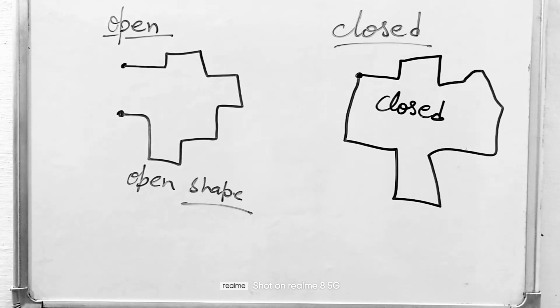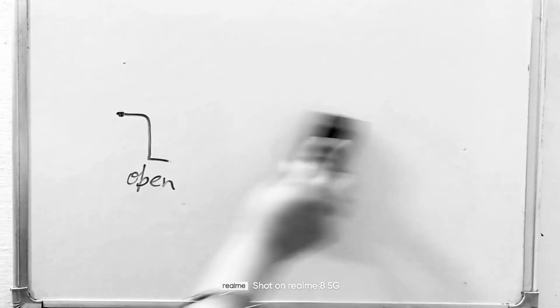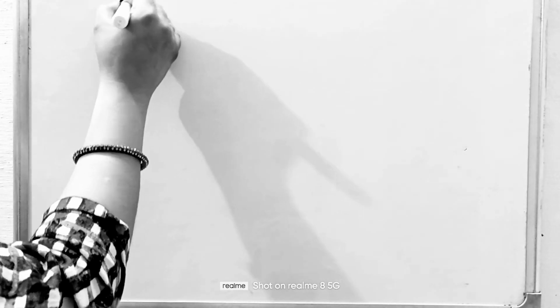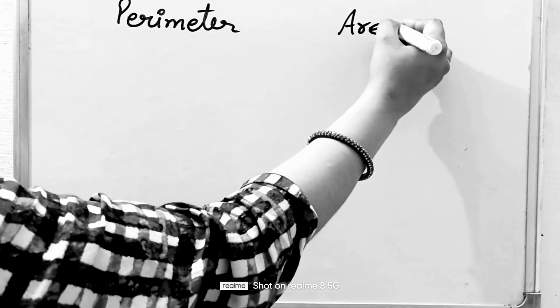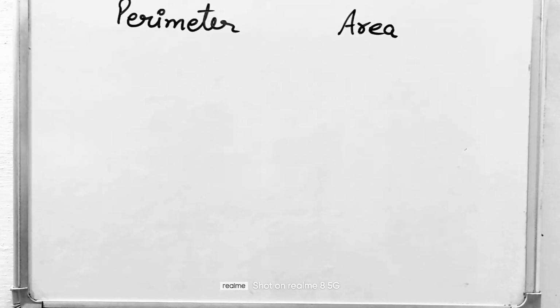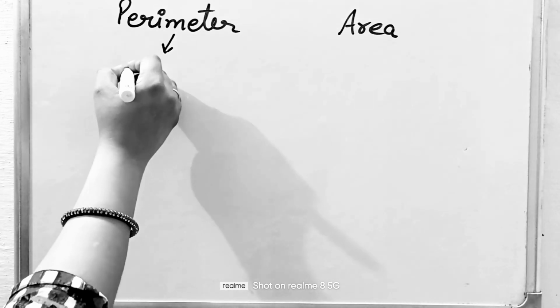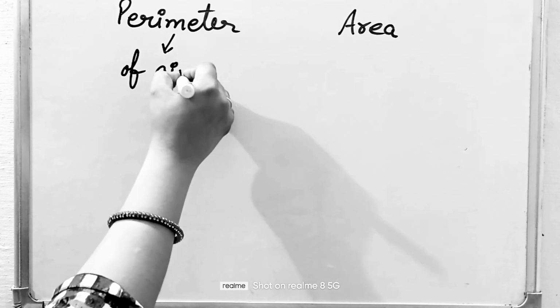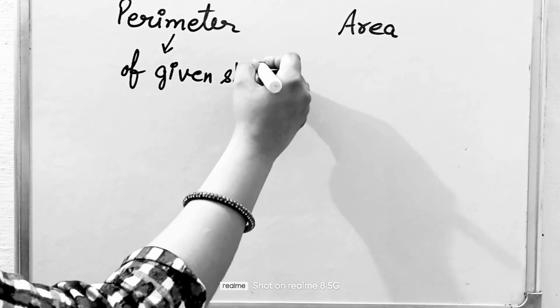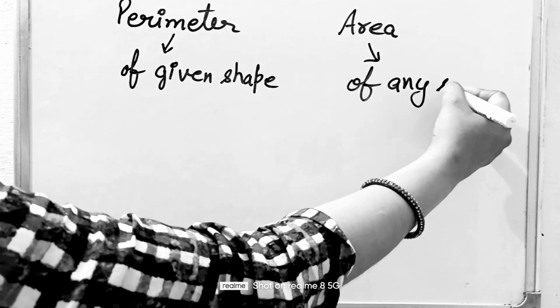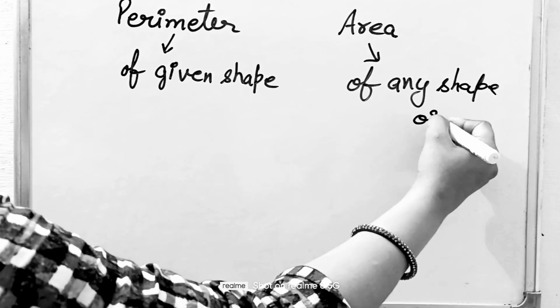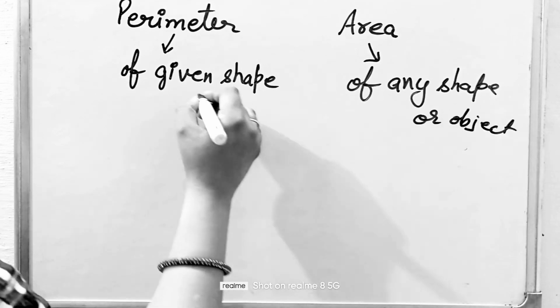Now let us understand what parameters we are going to understand in this chapter. There are 2 parameters. One is perimeter and another is area. We are going to learn how we can find out the perimeter of any given shape and the area of any shape or object. Same is for perimeter also, shape or object.